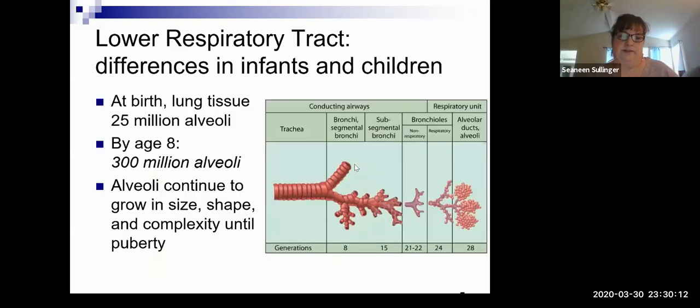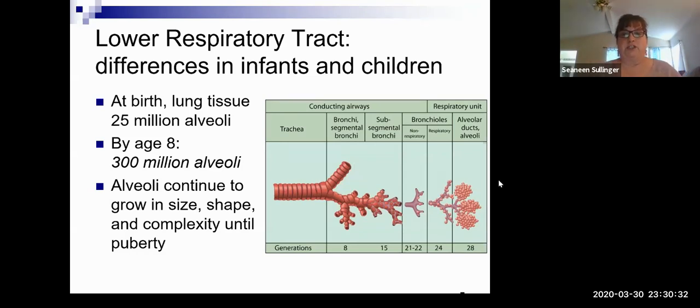I love this slide. This is one of my favorite slides. This is, again, differences in infants and children. These numbers just astound me. At birth, the lung tissue has about 25 million alveoli. By age 8, 300 million alveoli, and they continue to grow until puberty.